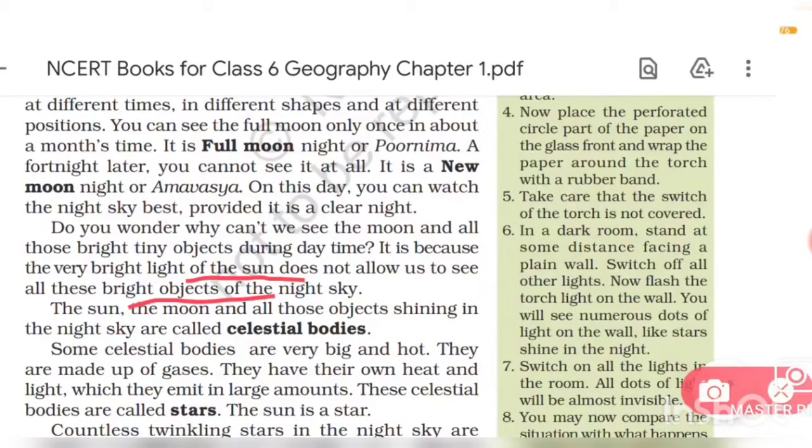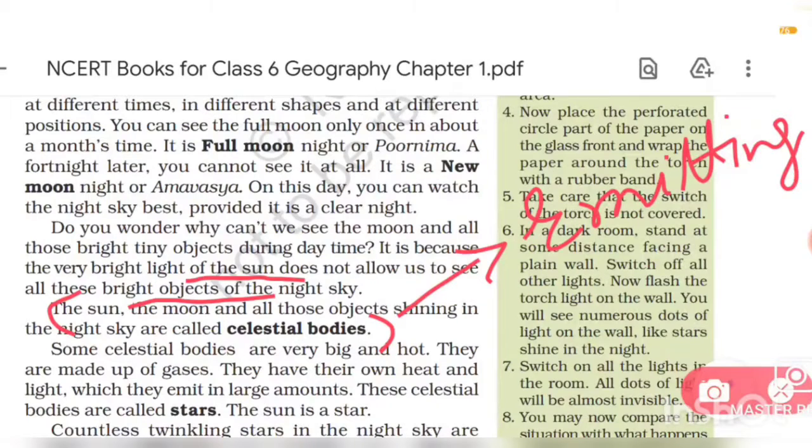So what are celestial bodies? The sun, the moon and all those objects that are shining in the night sky are celestial bodies. Celestial bodies are of two types: the objects which emit their own light, and those which do not emit. Earlier I said that some objects are bright, some objects are dim. That's why celestial bodies are of two types, emitting and non-emitting.